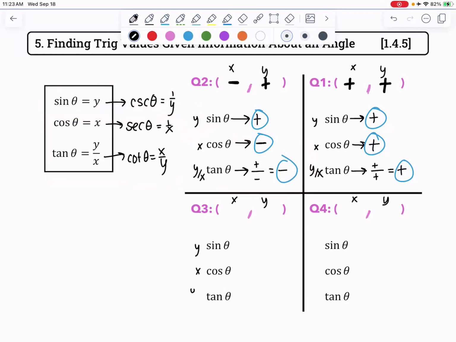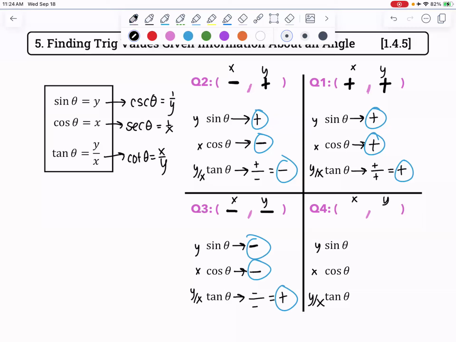In quadrant three, I'll just write this down next to each of them. In quadrant three, our x values are negative and our y values are also negative. So sine, the y value, is negative. Cosine, the x value, is negative. Tangent, a negative divided by a negative, is a positive. So sine is negative, cosine's negative, but tangent is positive. Tangent and cotangent, of course.